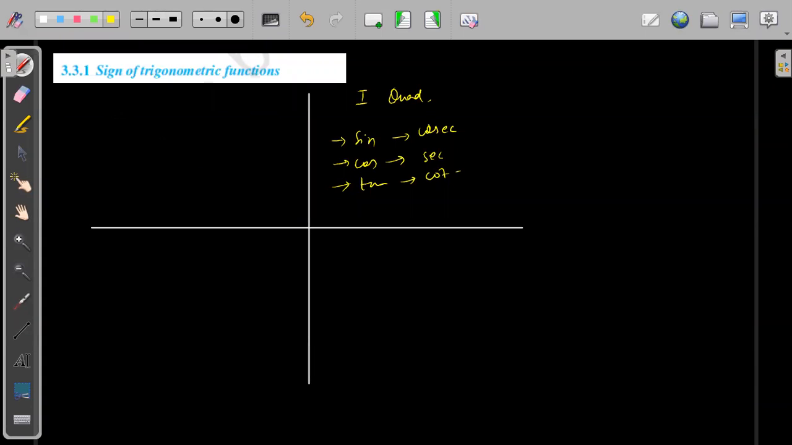In the second quadrant, which one is positive?